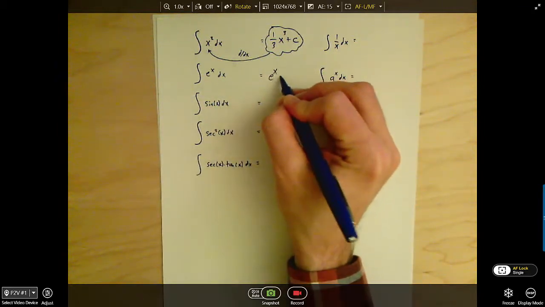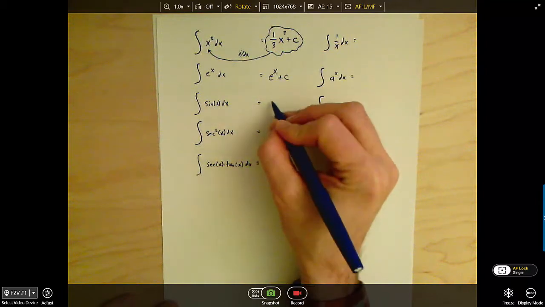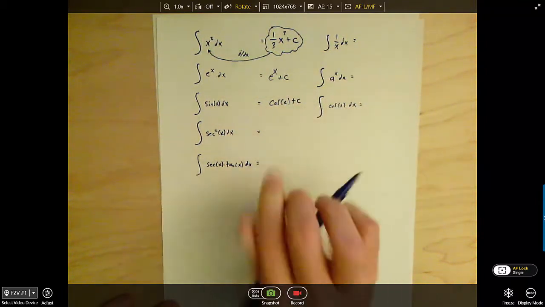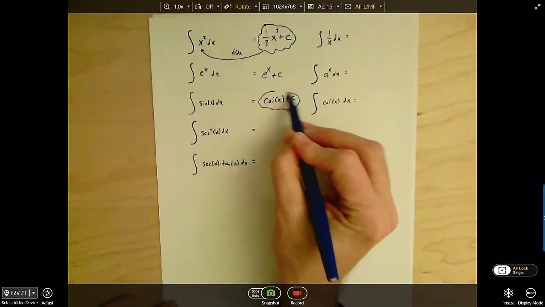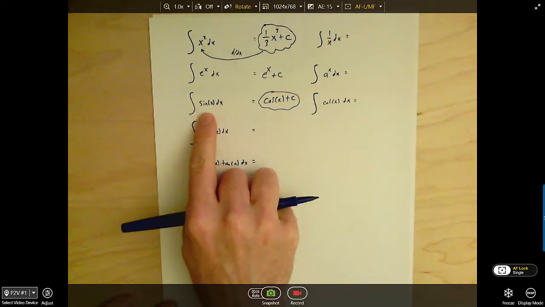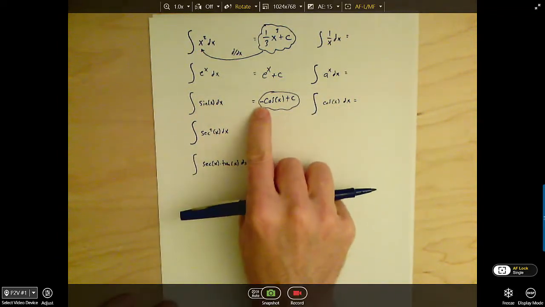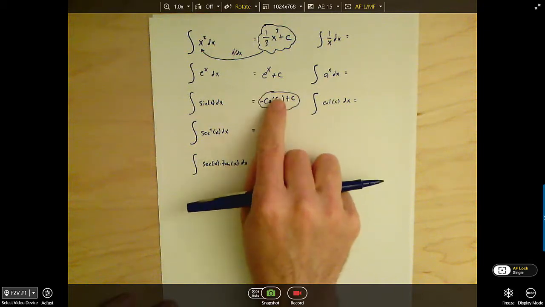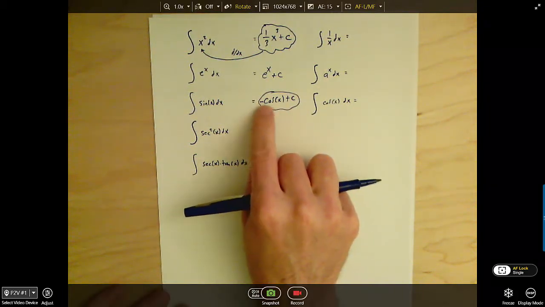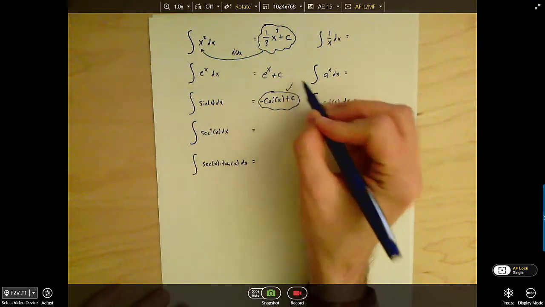So this should be e to the x plus my constant. Let's see, so sine, let's just try this out. Could it be cosine? Let's just test it. If I take the derivative of cosine, that should actually be negative sine, so that doesn't work. So if I have a negative cosine here, now let's take the derivative of this. The derivative of cosine is negative sine, and the negative is going to cancel with this negative to give me sine. So this must be the correct one.